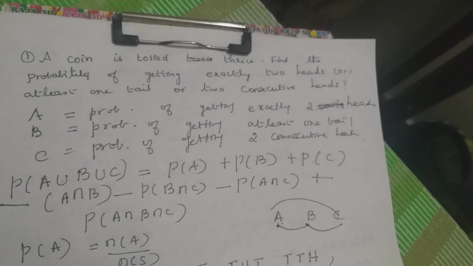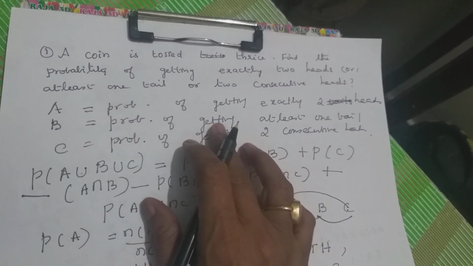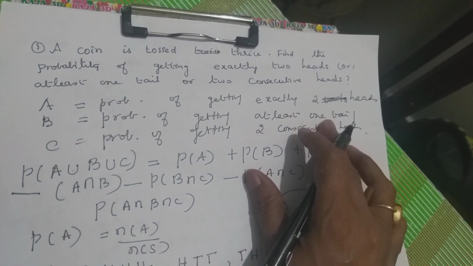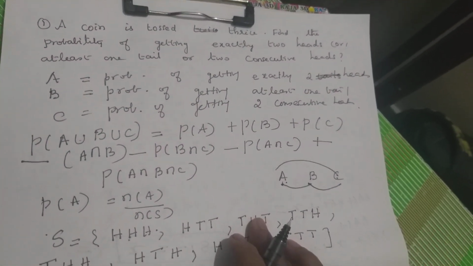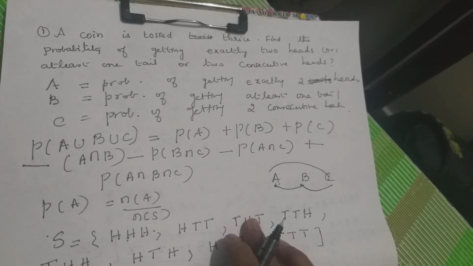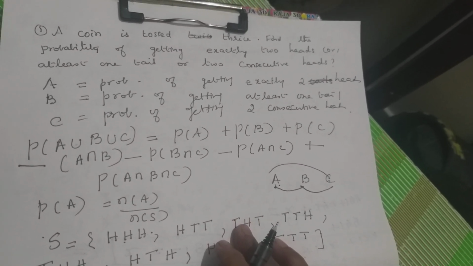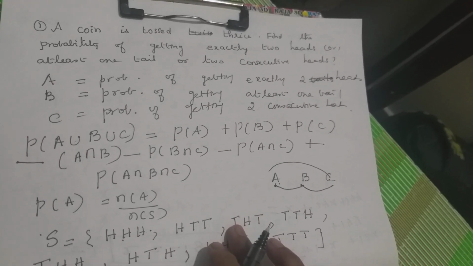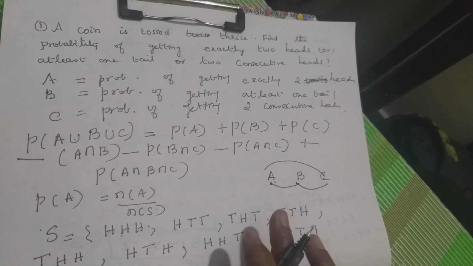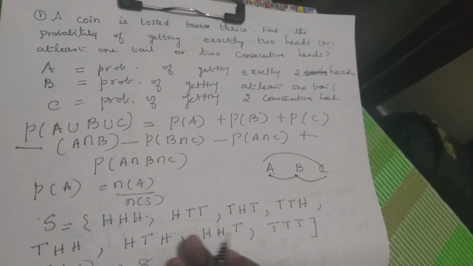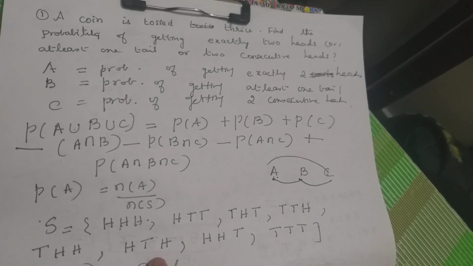What is the meaning? A is the probability of getting exactly 2 heads. B is the probability of getting at least one tail. So whichever outcome you take in the sample space, it must satisfy both conditions. It must be exactly 2 heads, and at least one tail. 1 or 2 or 3 tails can be there, but 2 heads must be there. So where are 2 heads here? So 1 tail is there.